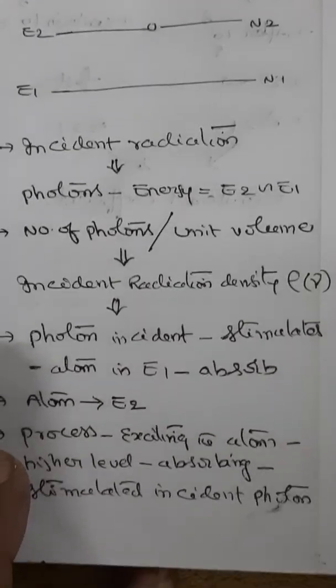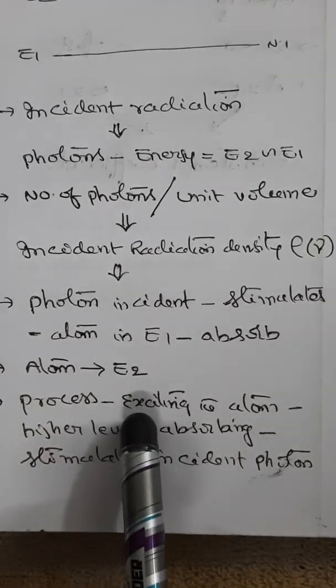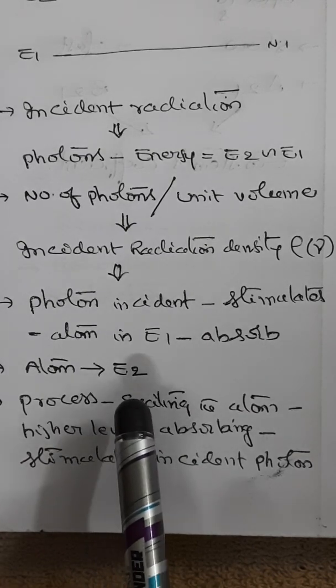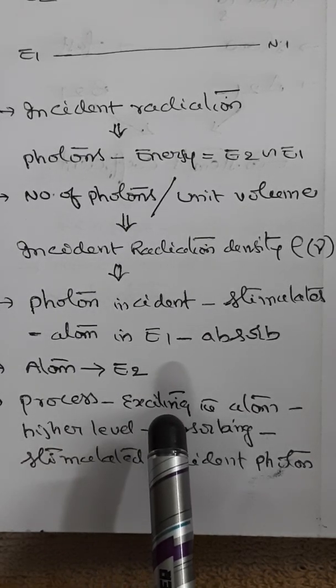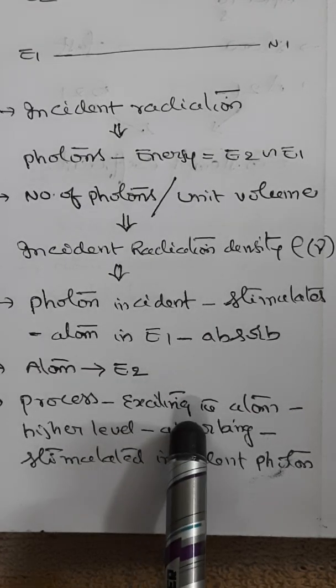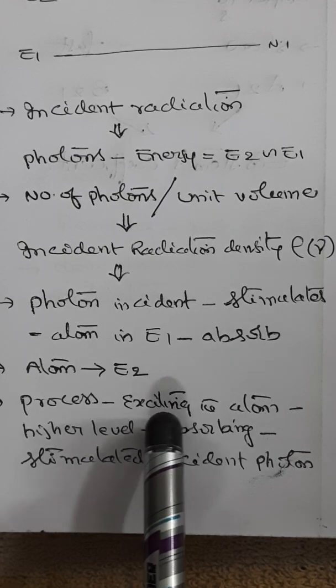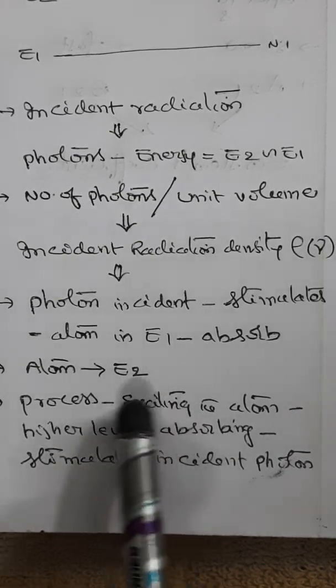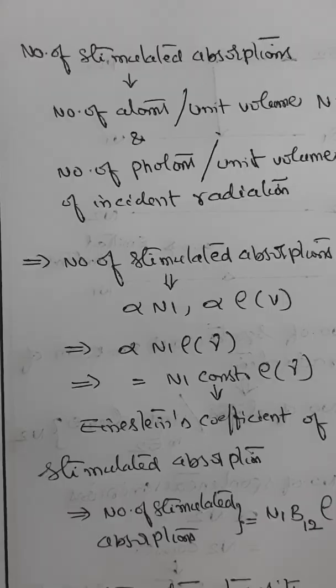Clear? So this process is what is known as stimulated absorption. That means this is the process of exciting the atom to higher energy level by absorbing the stimulating incident photon. This is what is known as stimulated absorption of radiation. Okay. Now how many atoms get absorbed? Let us try to understand.